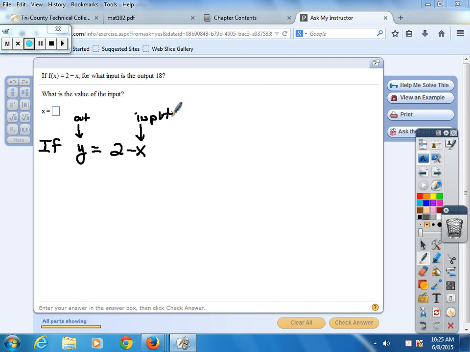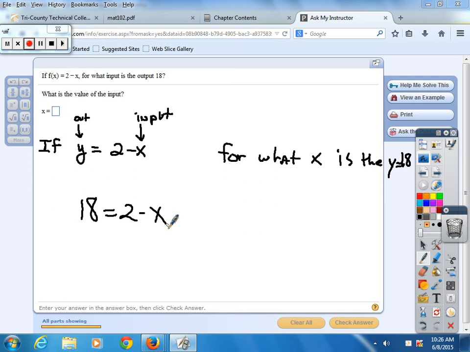For what x is the y what? The y what? 18. So y is equal to what? 18. So y'all tell me what to do. 18 equals 2 minus x. That's it. 20. That's all there is to it.